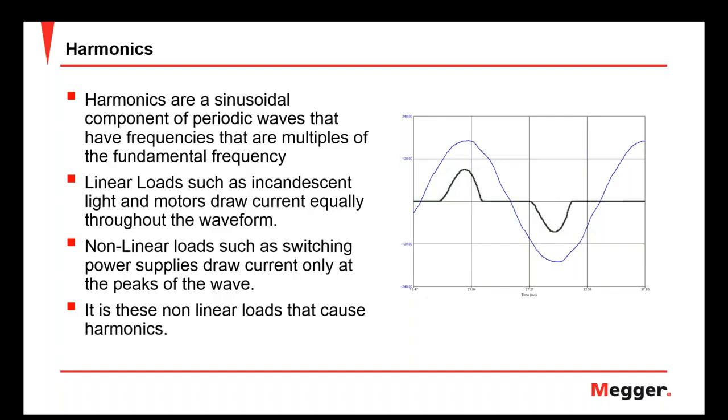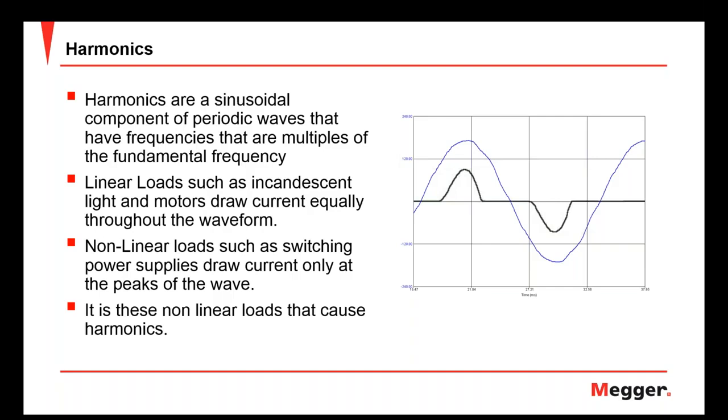Now, way back, most of the loads we had were motors and incandescent lights. And these were called linear loads because they drew current at the same rate as the voltage changed. Today, most of our loads are nonlinear loads. They run off DC, so they use rectifiers in them. Rectifiers, for efficiency, will only draw current at the peak of the waves. So if they're only drawing current at the peak of the waves, you are going to see harmonics. These are what cause harmonics.